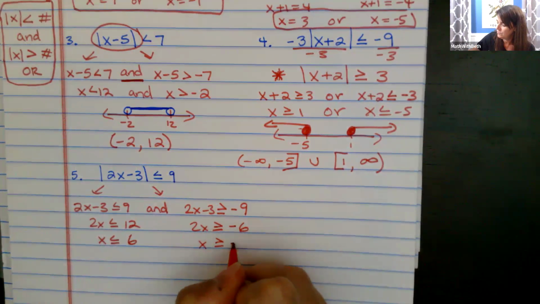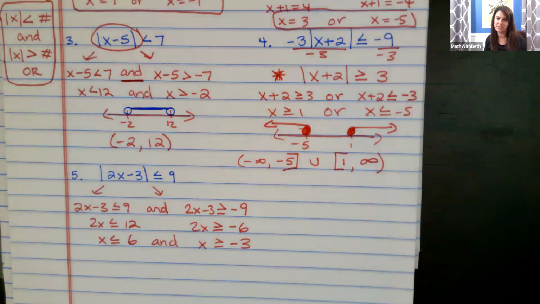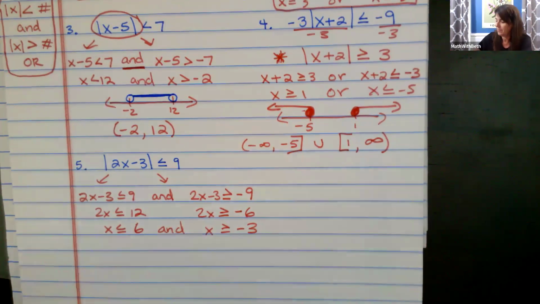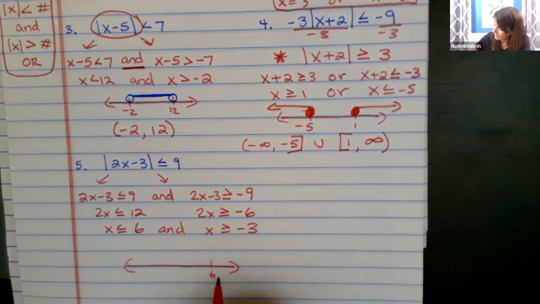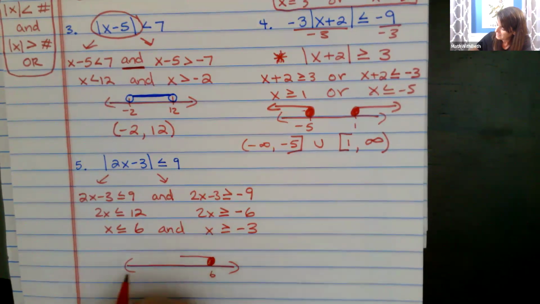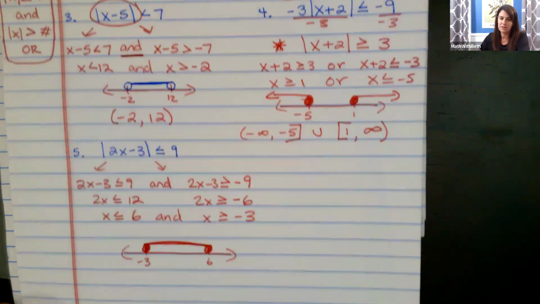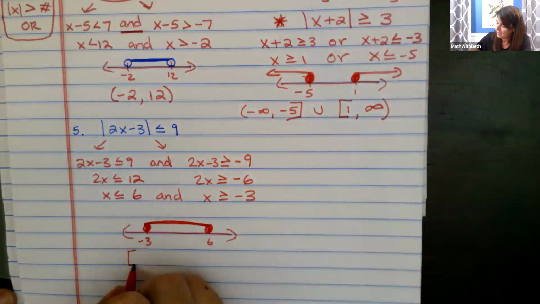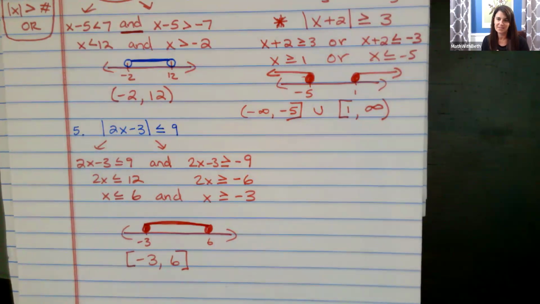divide by 2. So I need to graph the numbers that are less than or equal to 6, but at the same time, they need to be greater than or equal to -3. So less than or equal to 6, but also greater than or equal to -3. So it ends up just being the ones in between -3 and 6, but I want to include the -3 and the 6, so I use a bracket.